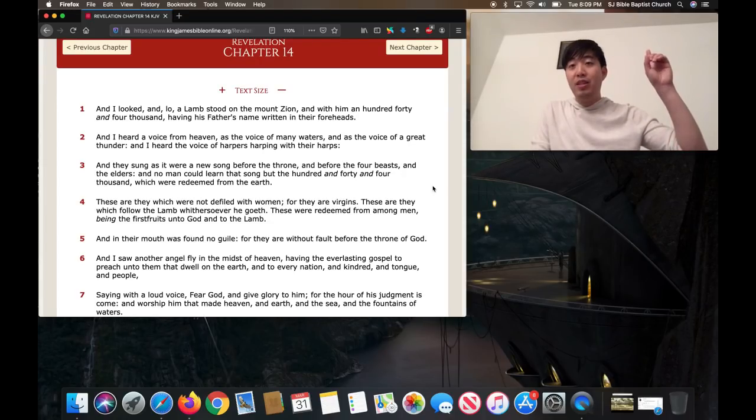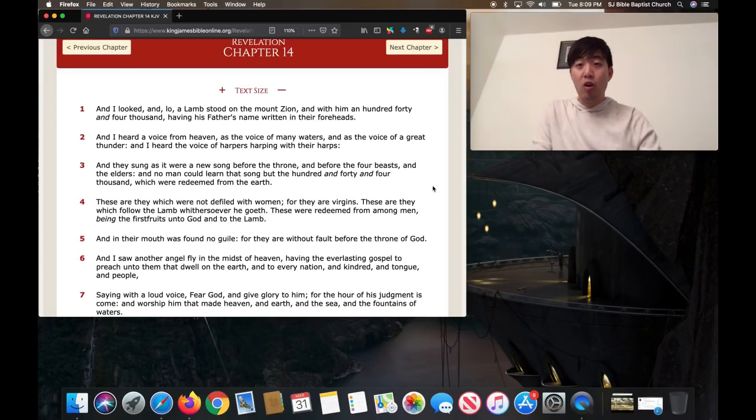Well, wait a minute. Then that means this Mount Zion is located up in heaven. This is not talking about the earthly Mount Zion. And with him, 144,000. Now, remember the 144,000? Those were the ones at Revelation chapter 7. These were the people from the 12 tribes of the nation of Israel selected equally to be known as the 144,000, but they are sealed. Why? Because notice right here, having his Father's name written in their foreheads. So these people have God the Father's name written on their foreheads.